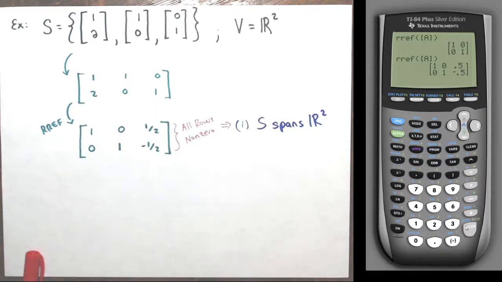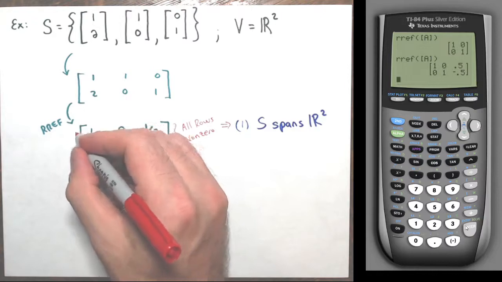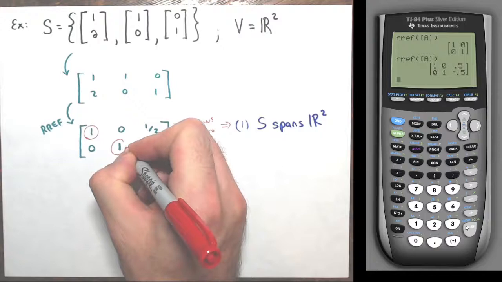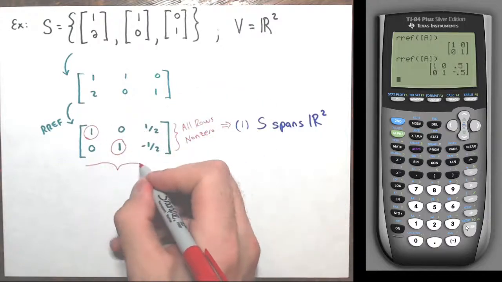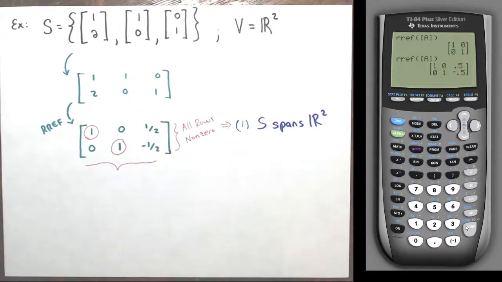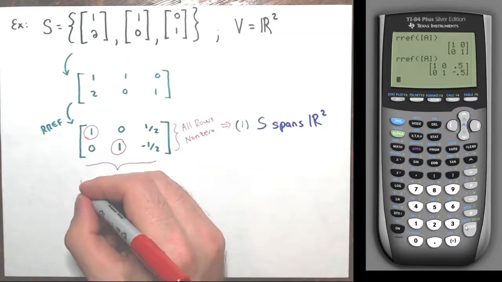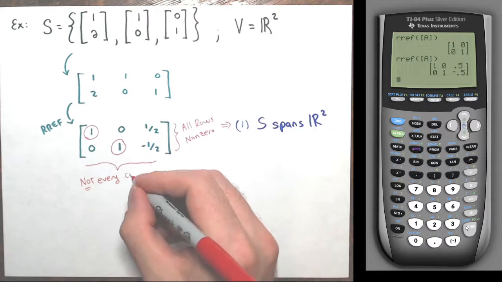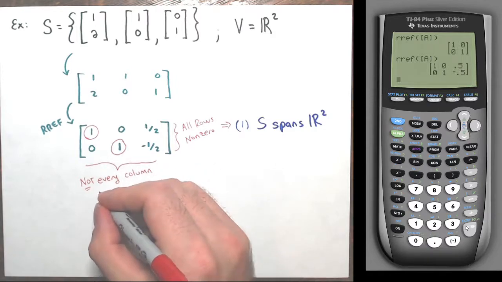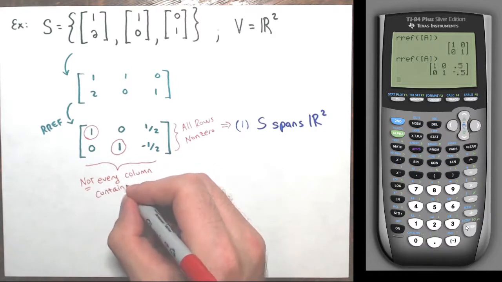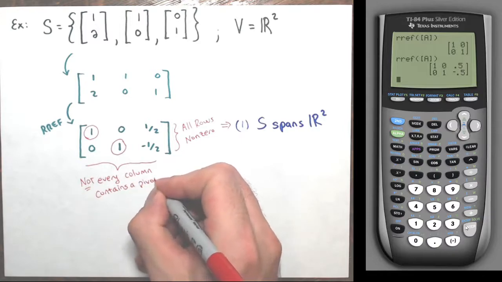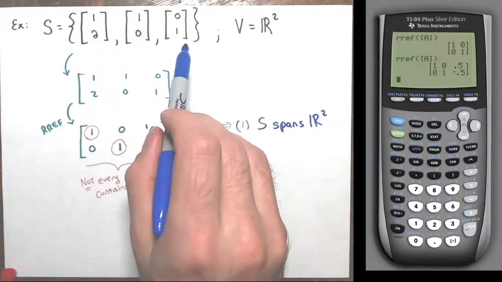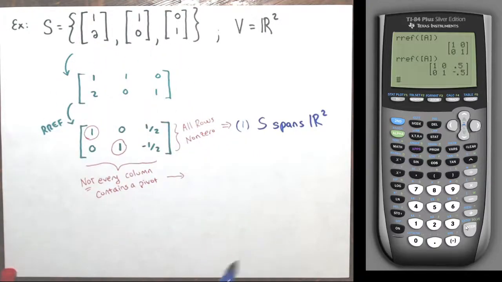And then you look at the pivots, the columns the leading ones are in. That one there, and in the second column. But the third column is not a pivot column. The third column does not contain a pivot, so not every column contains a pivot. And that tells me that this set of vectors is not linearly independent.